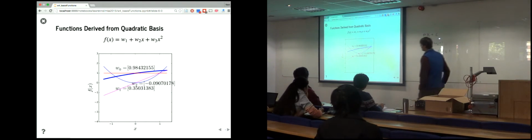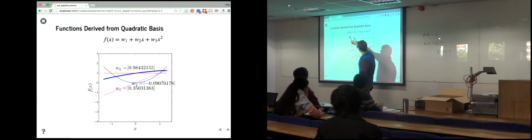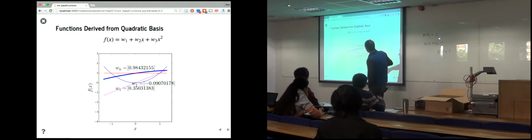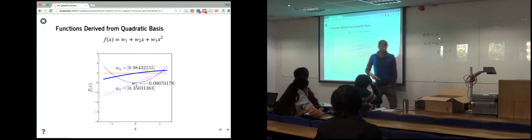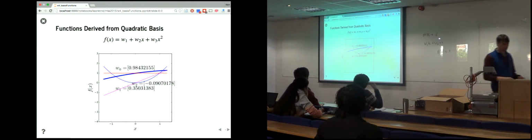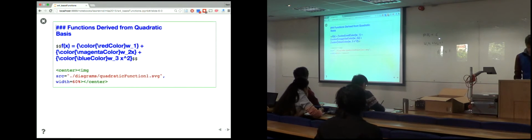If we want to look at the type of functions we get, here I've taken a basis function model where f of x is a constant plus, this would be m, what we've done before, times c plus w3 times x squared. Actually, sorry, I've got a mismatch between my notation here. Let's just fix that for you.